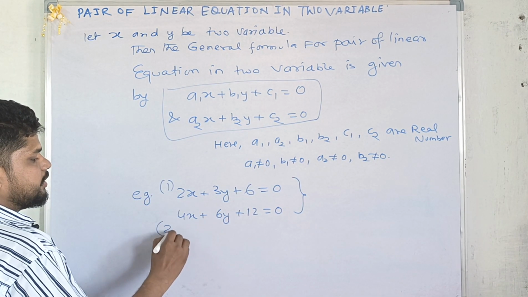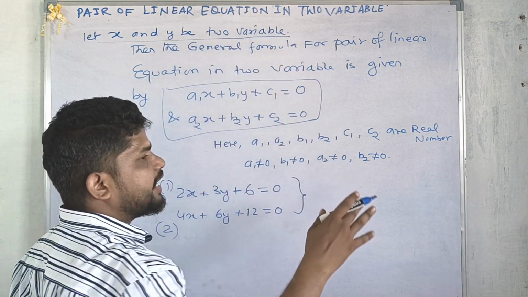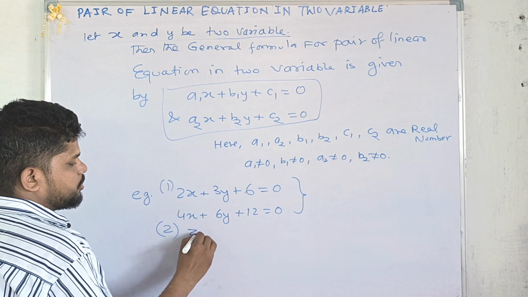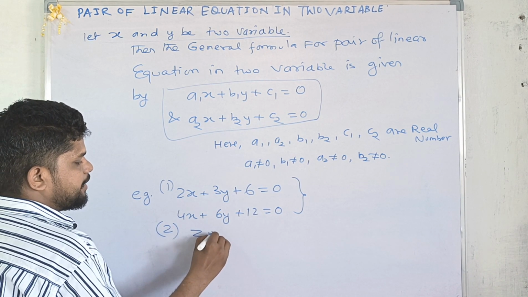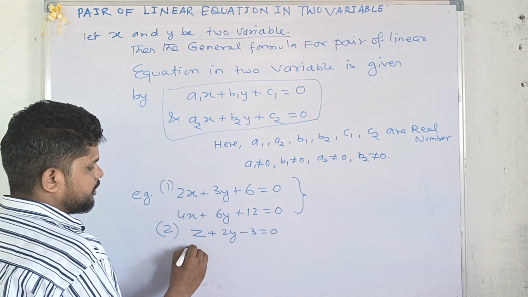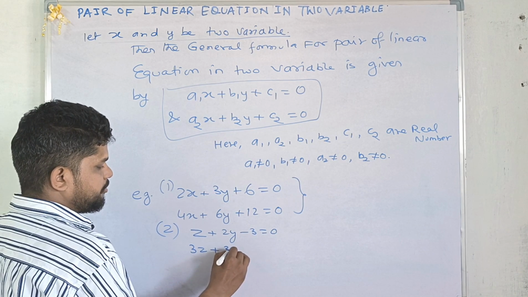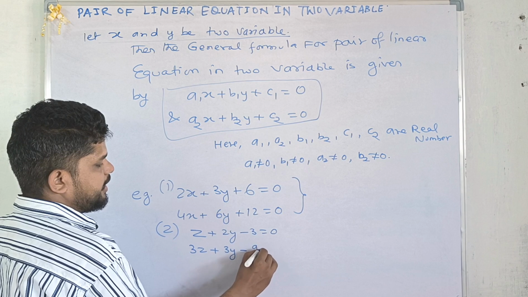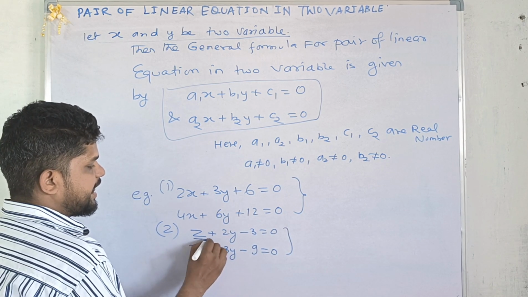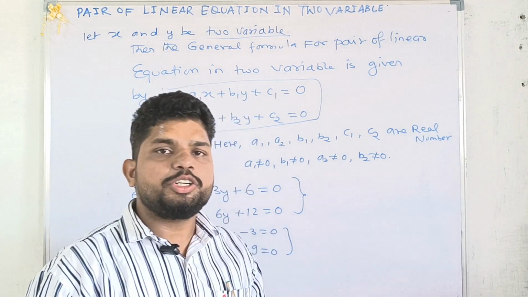Okay, suppose I change these two variables x and y and consider other variables, so suppose z plus 2y minus 3 is equal to 0, 3z plus 3y minus 9 is equal to 0. Here the variables are z and y. This is also said to be a pair of linear equations in two variables.